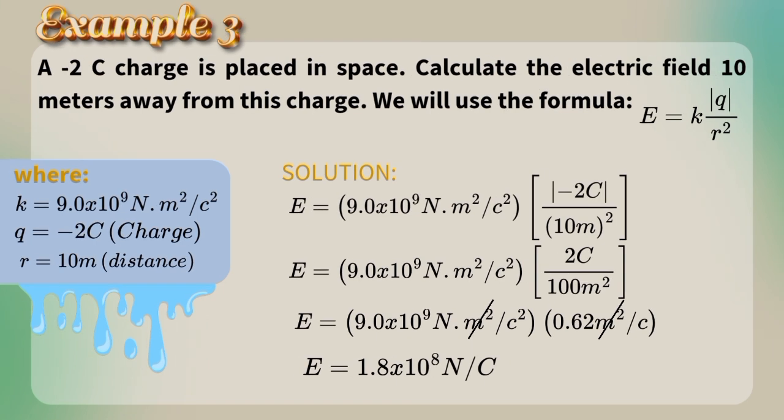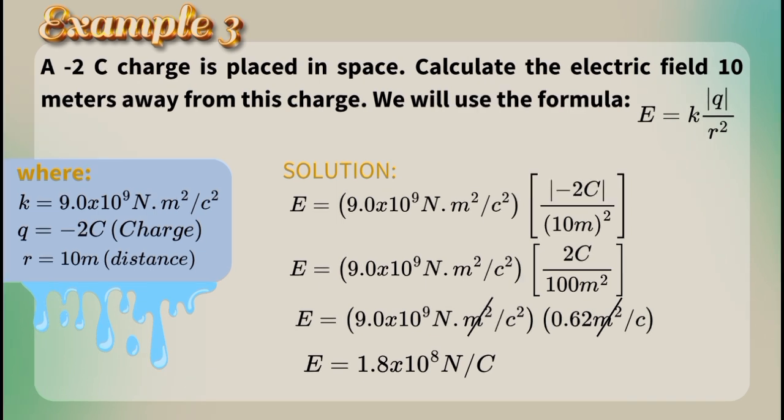For example 3, again we will use these givens and the formula. For the solution, the electric field due to a point charge is Coulomb's constant times the absolute value of negative 2 C divided by 10 meters squared. The negative 2 C becomes positive 2 C because of the absolute value. If we calculate it all, it becomes 1.8 times 10 raised to 8 newtons per coulomb.